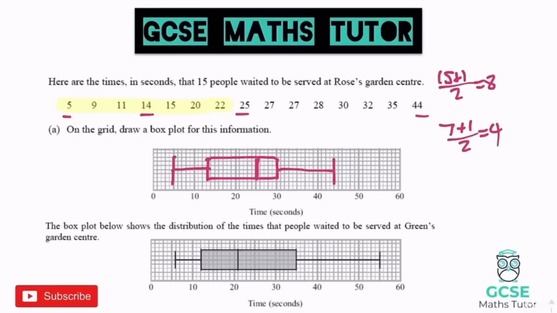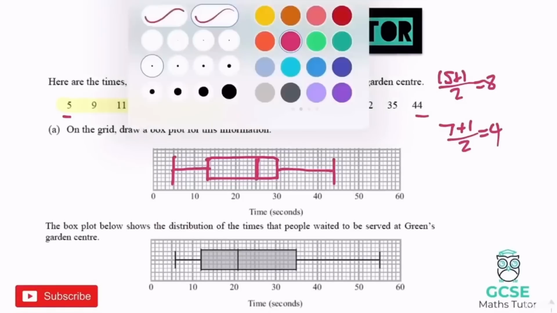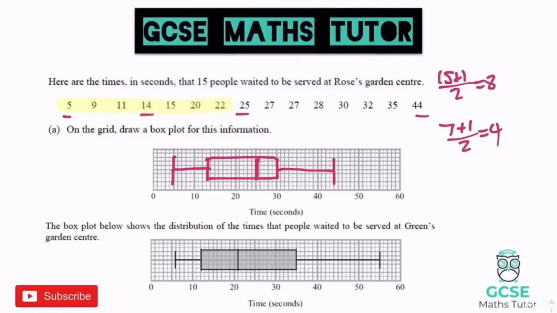Okay, moving on to the bit below. Now I haven't added the question in here, but quite often it says to compare the box plots. So it says here, the box plot below shows the distribution of times served at a different garden centre. And it would usually say to compare them. Now, there are two things that you want to compare when you're comparing a box plot. One of them is the median. So if we have a look, our median here is sitting on 25, and down it's sitting here on 21.